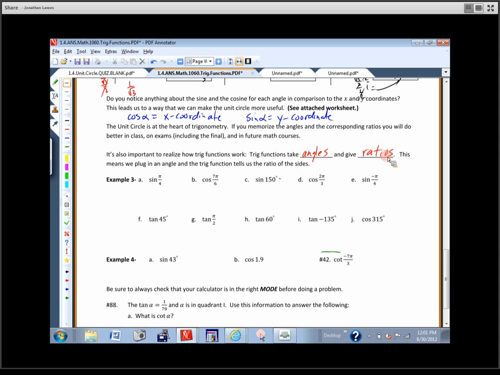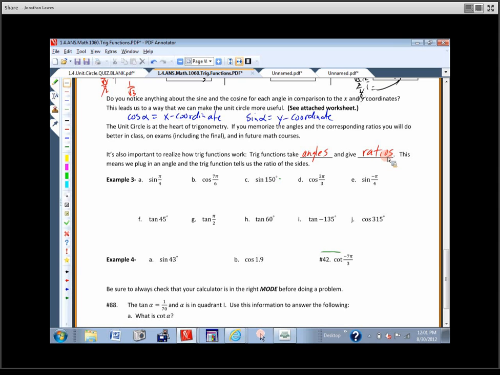So if you've got a trig function, you give it an angle, and it will tell you what the ratio of the sides is. So if it's a cosine function and you give it the angle 45, it's going to say, well, the ratio of the adjacent over the hypotenuse, or the x-coordinate over the r, over the radius, is going to be radical 2 over 2. Okay, that's what they do. Okay, fundamentally, that's what's going on.